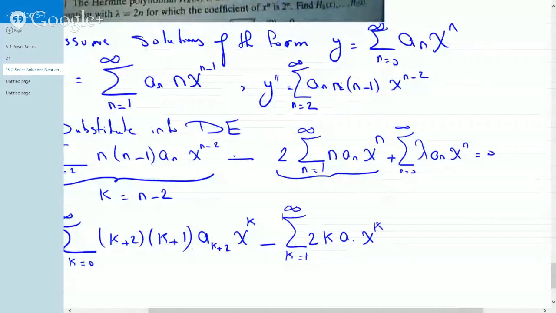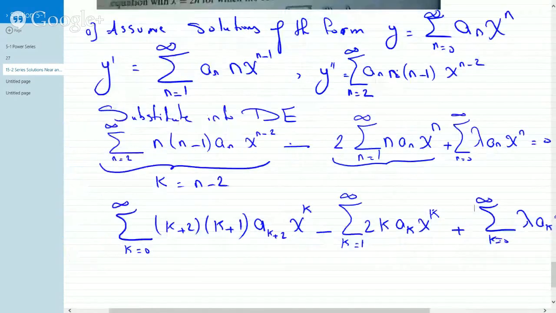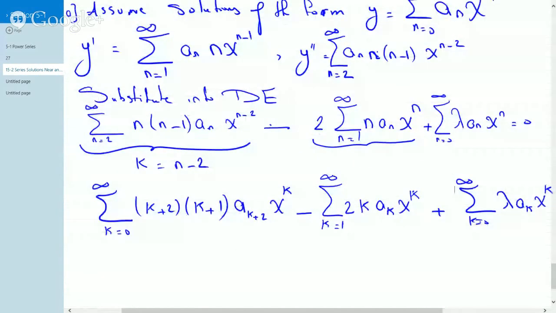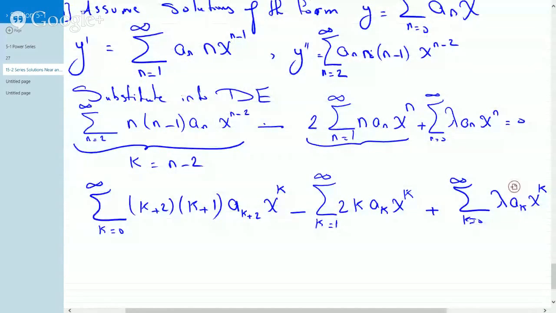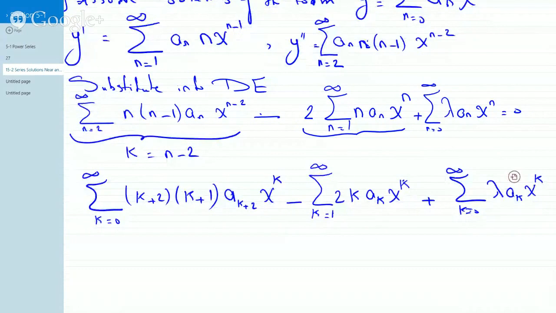Okay, and here, same thing. So n is k, so lambda a of k, x to the k, from k equals 0 to infinity. Now, since the first one starts at 0 and the last one starts at 0, I will absorb the first term from both of these so that everybody starts at 1. And then I can merge them under the same summation.